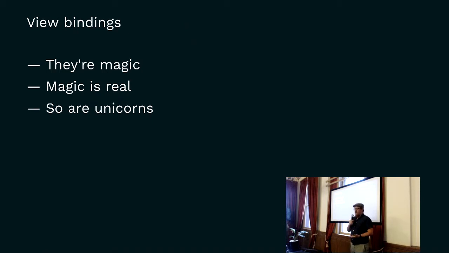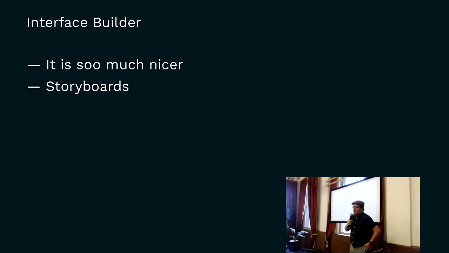It's magic. Magic is real. Unicorns are real. Get used to it. Interface Builder. Controversial, but Interface Builder is awesome. Makes a lot of sense when doing macOS apps. It makes your life so easy, particularly with view bindings, storyboards, say friends. Just use it. Stop doing stuff in code. If you do it in code, it's a maintenance nightmare.